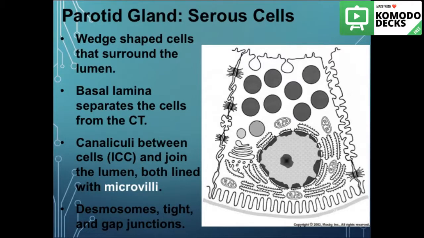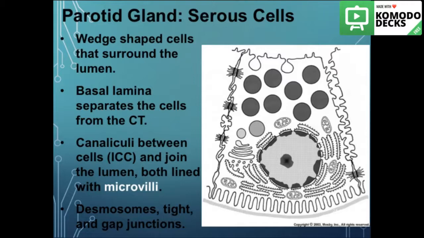For more details of the serous cells under the electron microscope, they have wedge or pyramidal shaped cells around the lumen. The basal lamina separates it from the connective tissue. This is the basal lamina. And we have what are called intracellular canaliculi here in between these cells, and they join the lumen. Both of the canaliculi are lined by microvilli, which are enfoldings of the plasma membrane. It's like a brush border.